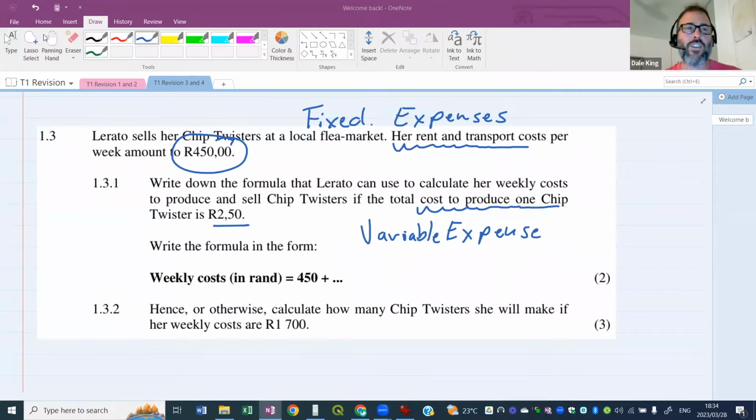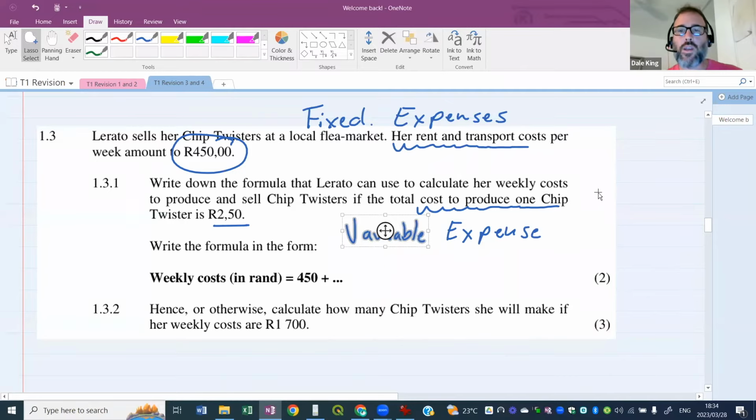So this cost will change depending on how many chips she sells. I keep on wanting to say ships. She's not selling ships, she's selling chips. So let's build the formula. Her weekly costs in total now, which is going to be the fixed costs and the variable costs, is equal to 450 Rand plus what? How is she going to work out what her variable costs will be?